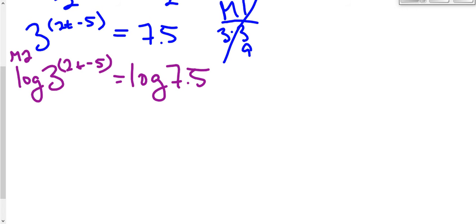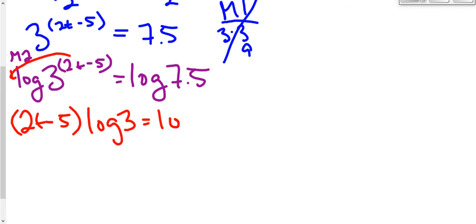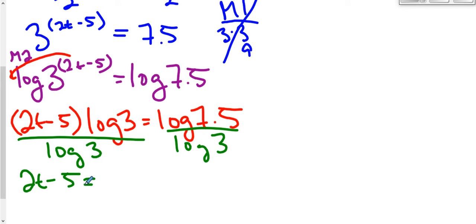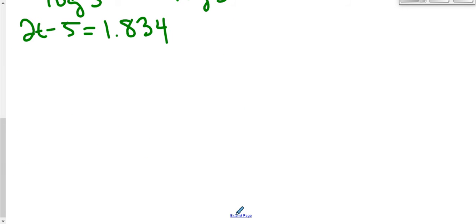So the reason method 2 is helpful, it lets us bring that exponent to the front. So we're going to get 2t minus 5 times the log of 3 equals the log of 7.5. Now again, just like the last problem, I can divide both sides by the log of 3. I get 2t minus 5 equals whatever this number is, log of 7.5 divided by log of 3. I'm actually going to type that in the calculator. I get 1.834. And in order to finish solving this problem, I have to get t completely alone.